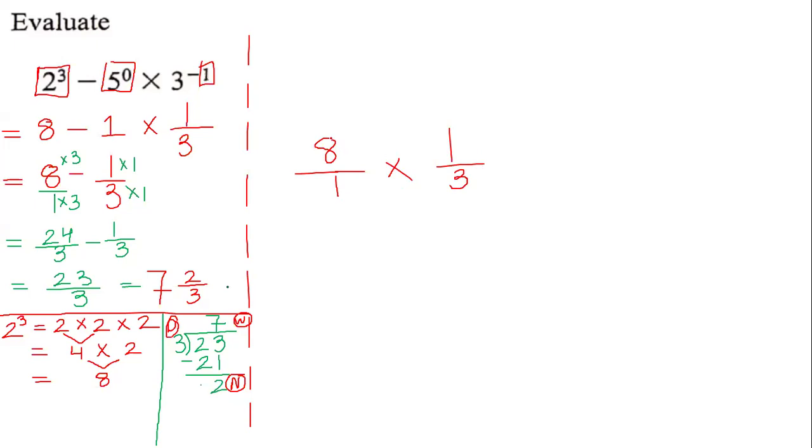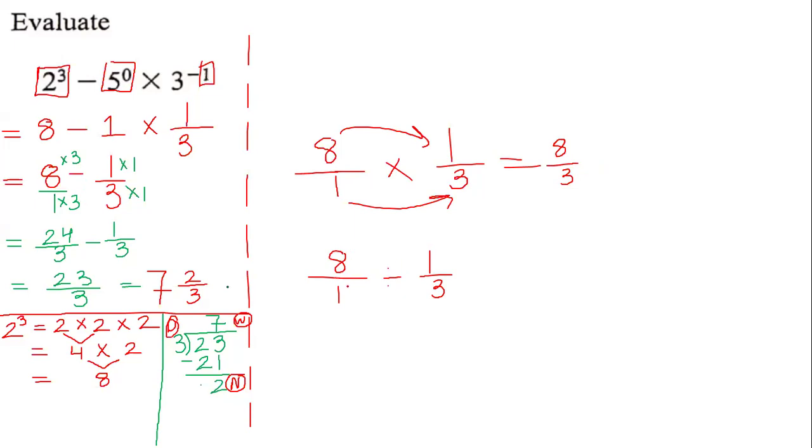Okay. I wouldn't do it in this case because we're multiplying. So it's just going to be 8 times 1, which is 8. And 3 times 1, which is 3. So it's going to be 8 over 3. Because I'm multiplying, I don't have to change anything. Same thing is true for division. If I'm doing 8 over 1 divided by 1 over 3, I don't have to times 3 times 3 times 1 times 1.